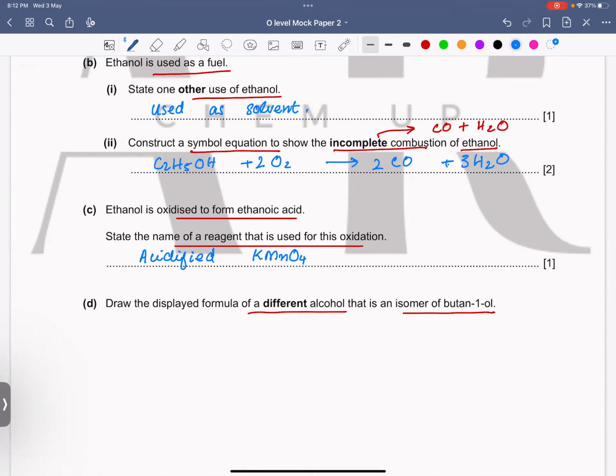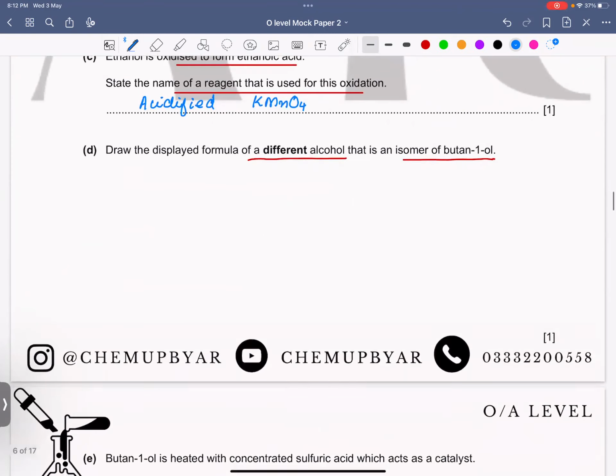Sir, can we not use dichromate? Yes, you can write the dichromate, but I think that now the dichromate is not part of the syllabus. Will we get marks or not? No, you can be awarded a mark for that as well. But we have to keep within the boundaries that are provided by Cambridge.